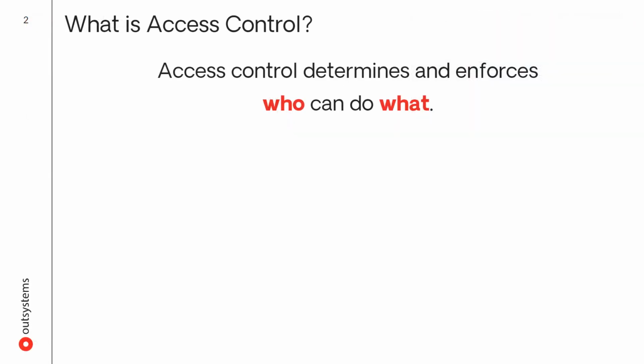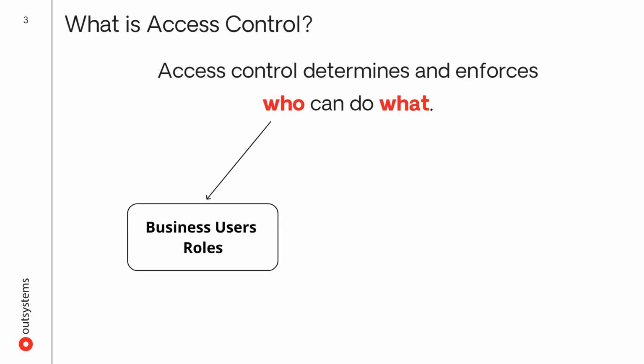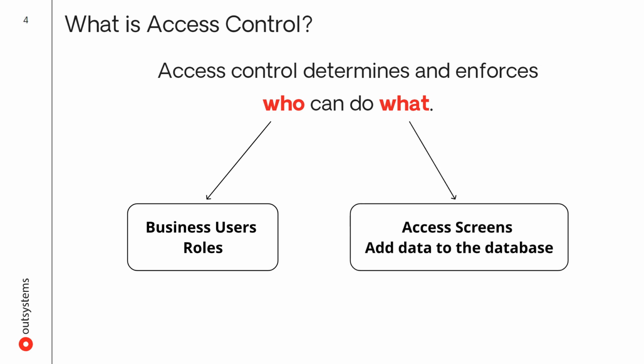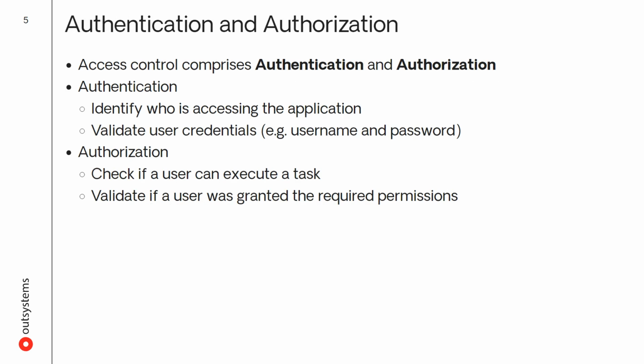So, what is access control? Access control determines and enforces who can do what in our applications. By who, we mean the users, or groups of users with a certain role. While the what defines resources or actions we allow those users to take, such as accessing screens, or adding certain data to the database. In general, access control comprises authentication and authorization.